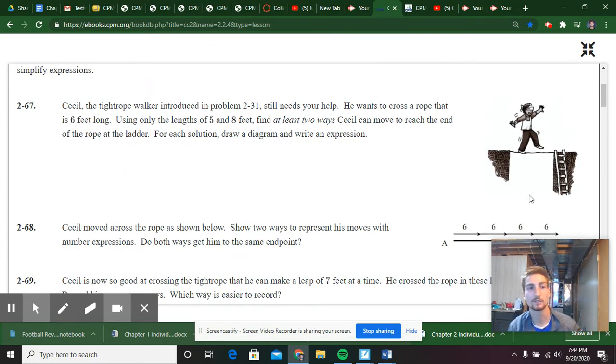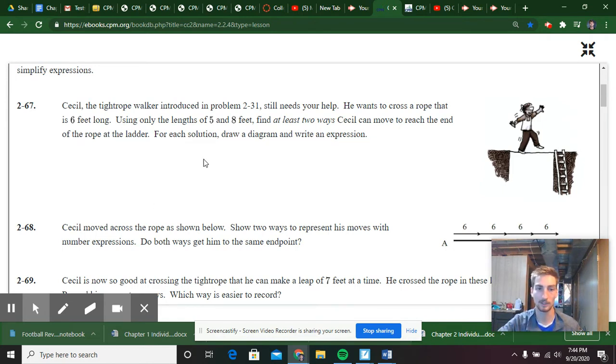So here it says 267. Cecil, the tightrope walker, is introduced, and 231 still needs your help. He wants to cross a rope that is 6 feet long using only the lengths of 5 and 8 feet. Find at least 2 ways Cecil can move to reach the end of the rope at the end of the ladder. For each solution, draw a diagram and write an expression.